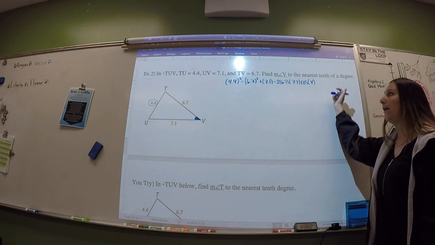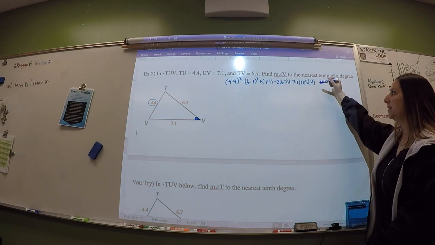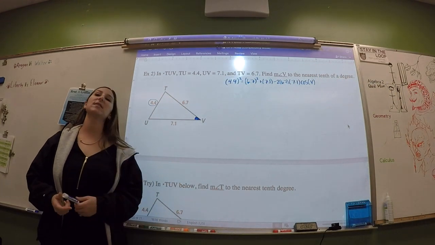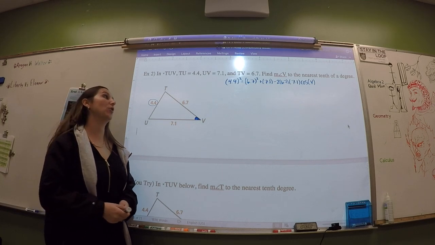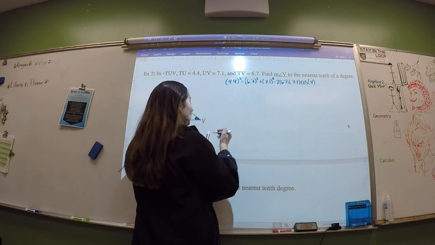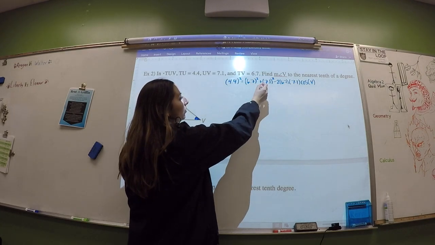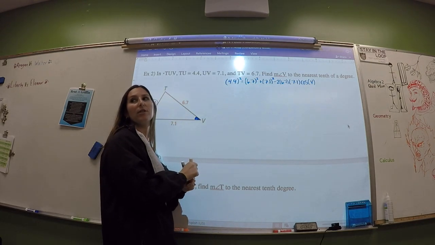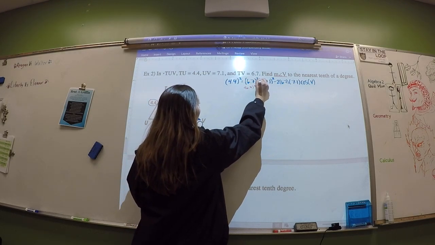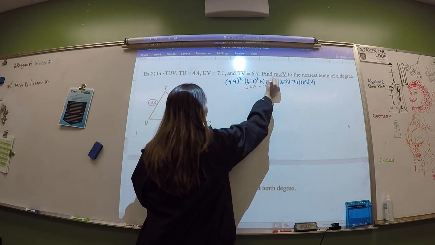Okay. Now, to solve, V is all the way over here. So, solving this is more difficult. To solve, we're gonna start by taking, oh, I forgot my square here. We're gonna take these two and subtract them to the other side. So I'm subtracting 6.7 squared and 7.1 squared.